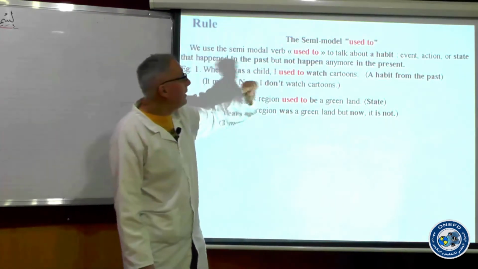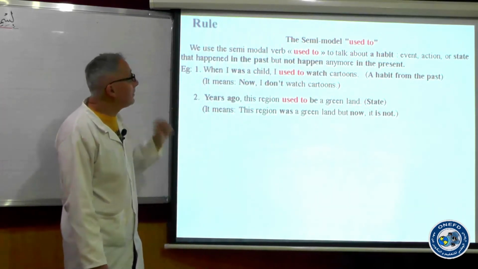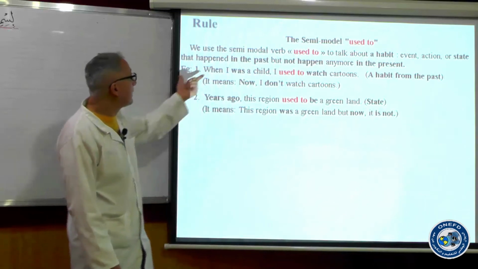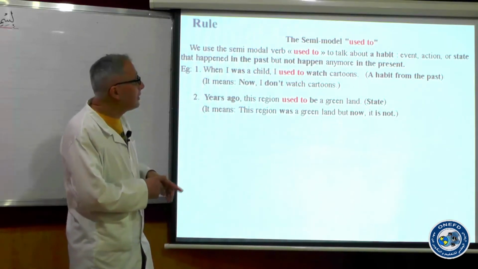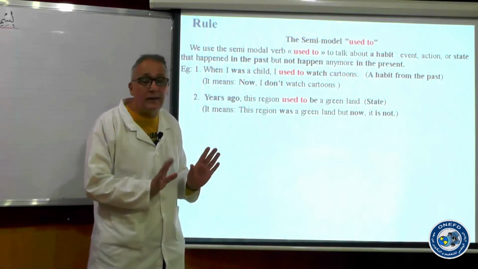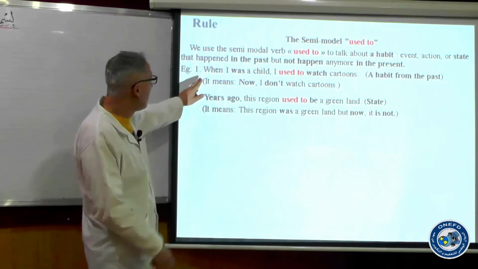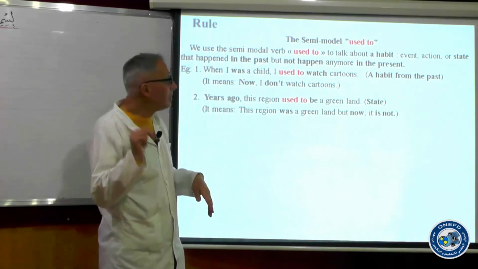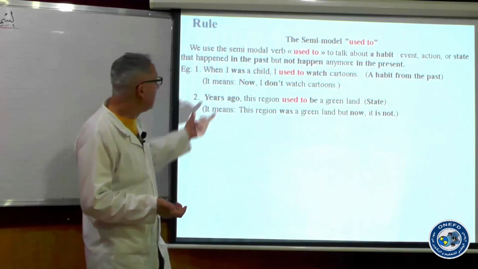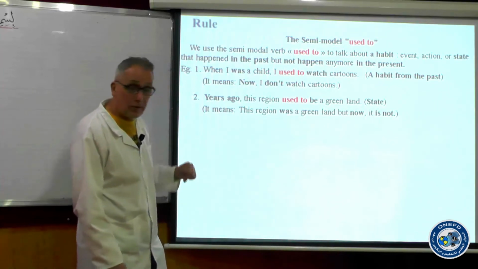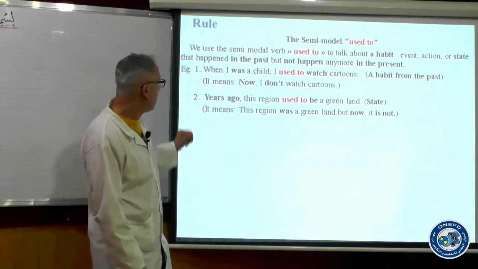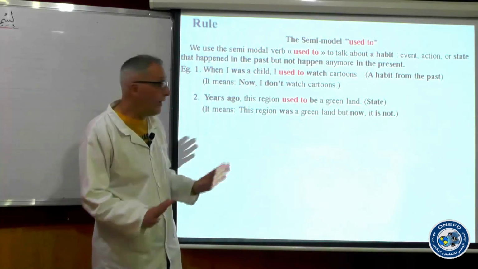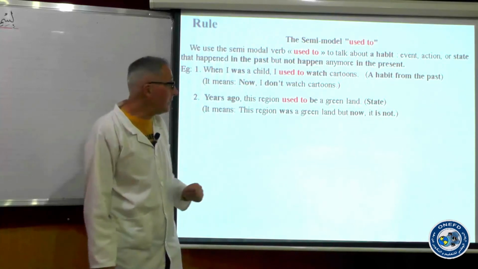The rule? The semi-modal used to. We use the semi-modal verb used to talk about habit, عادة, event, action or state, حالة, that happened in the past, but does not happen anymore in the present. We don't do this action nowadays. Example, when I was a child, I used to watch cartoons. كنت أشاهد الرسوم. عندما كنت صغيرا. This is a habit from the past. What does it mean? It means now I don't watch cartoons. الآن لا أشاهد الرسوم. Number 2, years ago, this region used to be Greenland. This is a state, حالة. It means this region was Greenland, but now it's not.